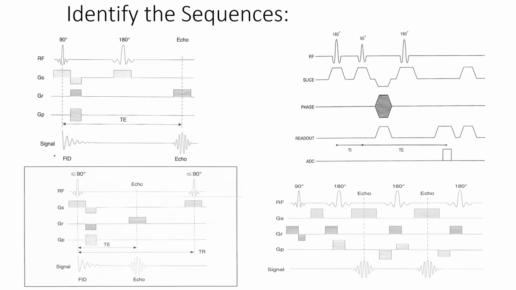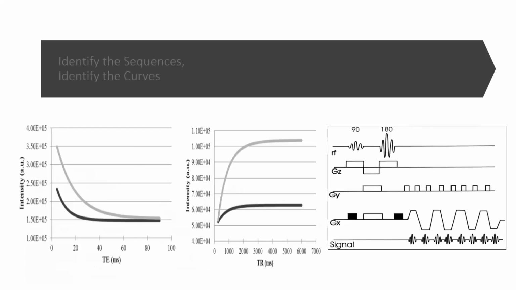What about bottom left? Gradient echo. Why is it gradient echo? Wait a minute, there's a 90 there, isn't there? Well, don't let that confuse you. That arrow in the line means less than or equal to 90. That means it's a gradient echo. There's no 180. And then over on the bottom right, that's a fast spin echo. So you might see these. So you need to be familiar with identifying your pulse sequence line graphs.